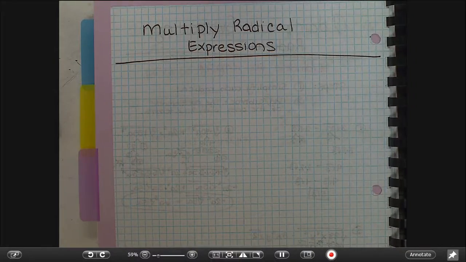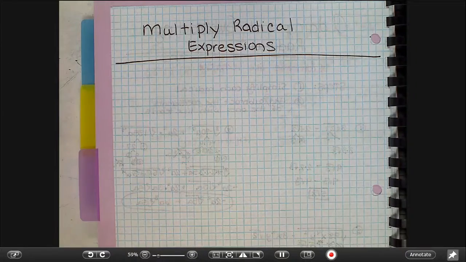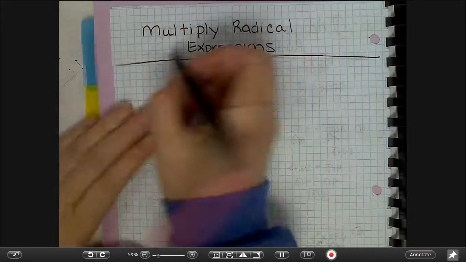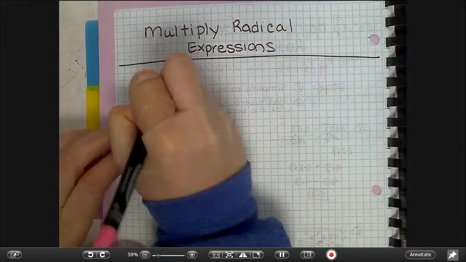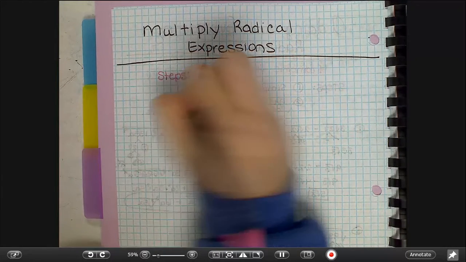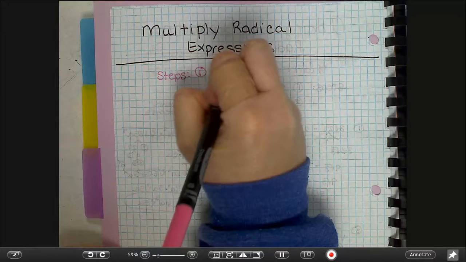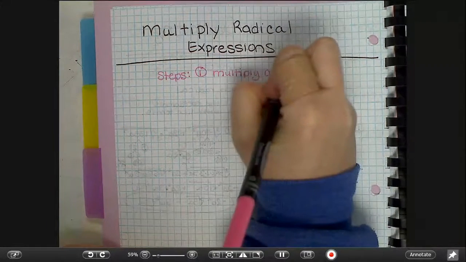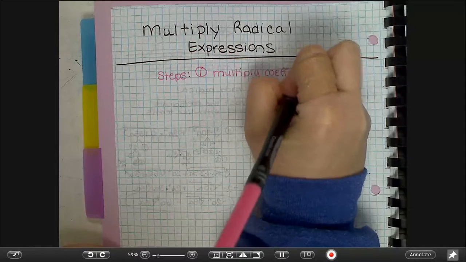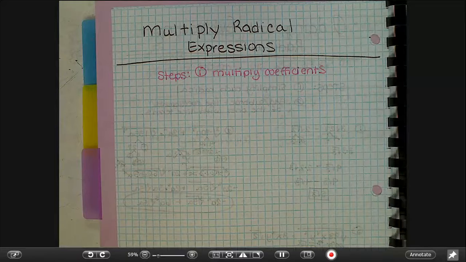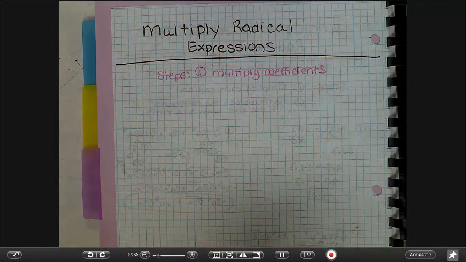All right, it's time to multiply radical expressions this time. And we are just going to start by writing some steps. Step 1, you're going to multiply the coefficients. Okay, that's the first thing. So you're going to do that using the laws of exponents and any other rules that you need to use.